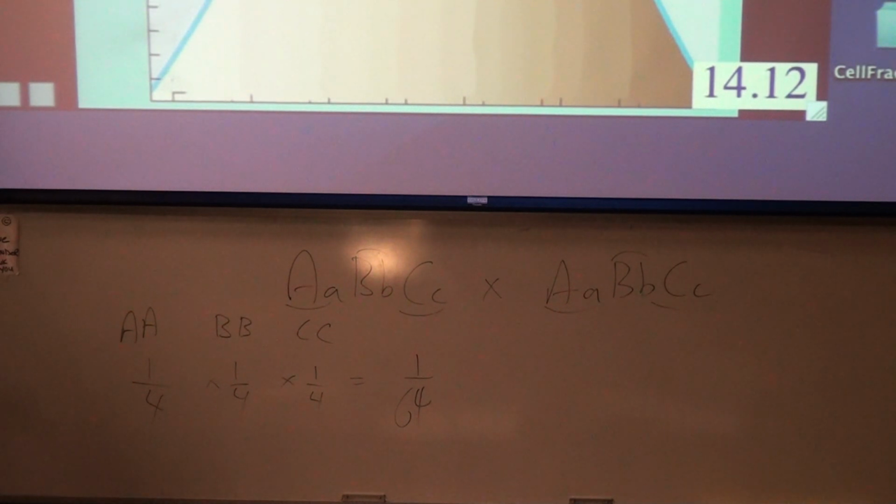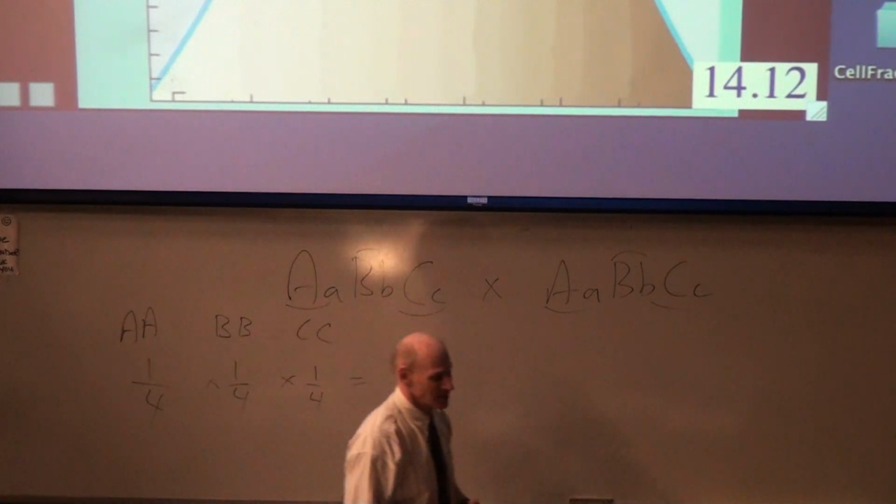There are just a lot more combinations that will give you 3 of the dominant alleles and 3 of the recessive alleles, a lot more than 1 out of 64 combinations. So it's more likely that they'll have a medium-skinned child.